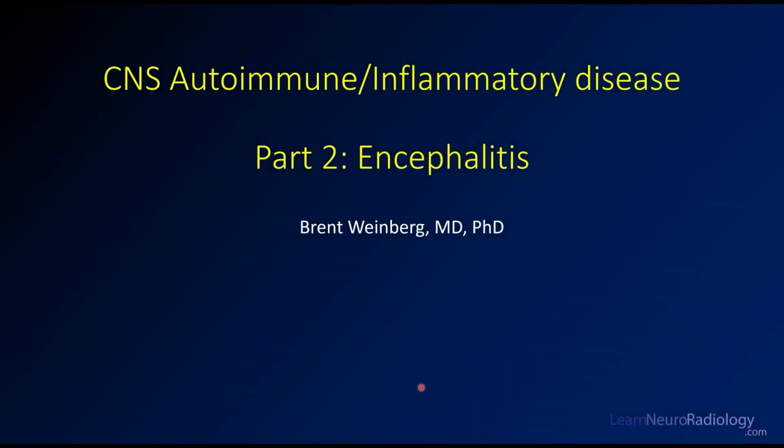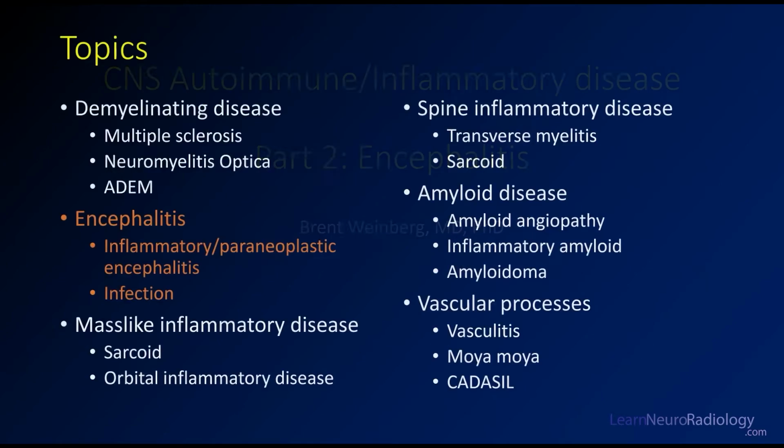Welcome back to Learn Neuroradiology, everyone. This is going to be our second lecture in our continuing series on CNS autoimmune and inflammatory disease. This section is going to focus on encephalitis. If you haven't seen the first section, which is on demyelinating disease, I'd encourage you to go back and take a look at that at your convenience. But today we're going to focus on encephalitides and the brain.